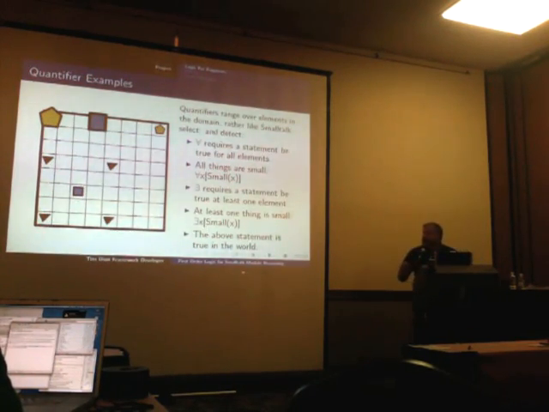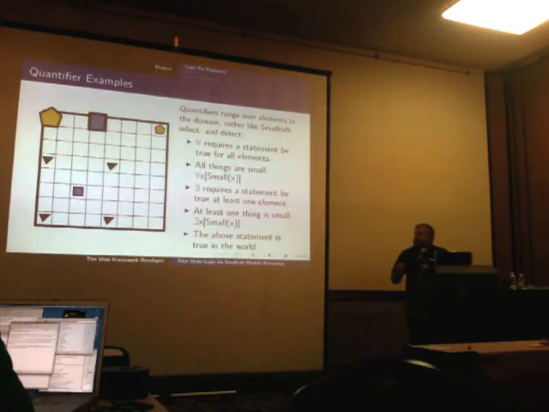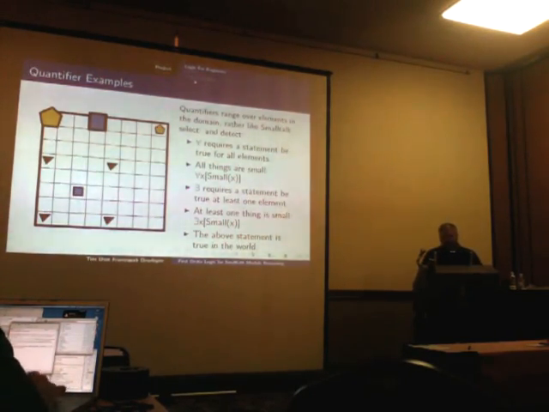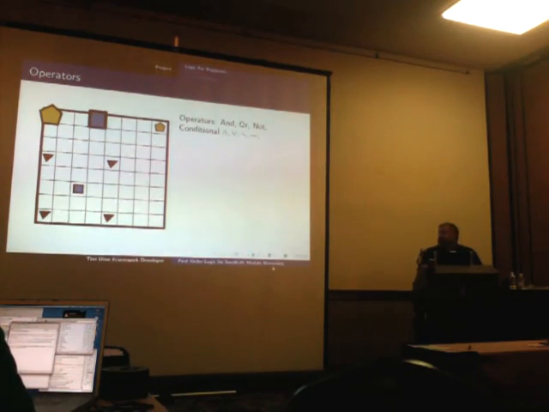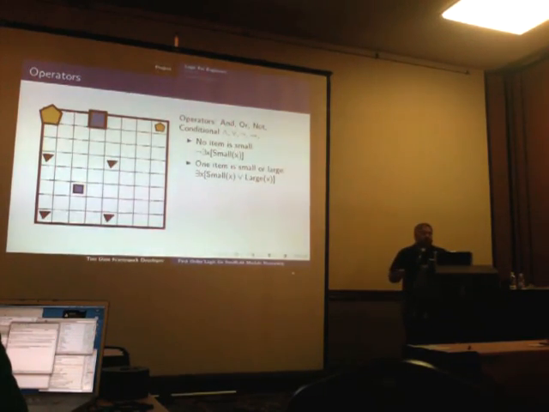Talk a little bit about the existential quantifier. It says at least one thing is small. And of course, that is true in the world, because there's at least one thing small. And of course, we have the standard logical operators. You're all engineers, so I think you understand these. But we can start off with no item is small, so the not can go in front of the expression. One item is small or large. That's probably pretty straightforward.